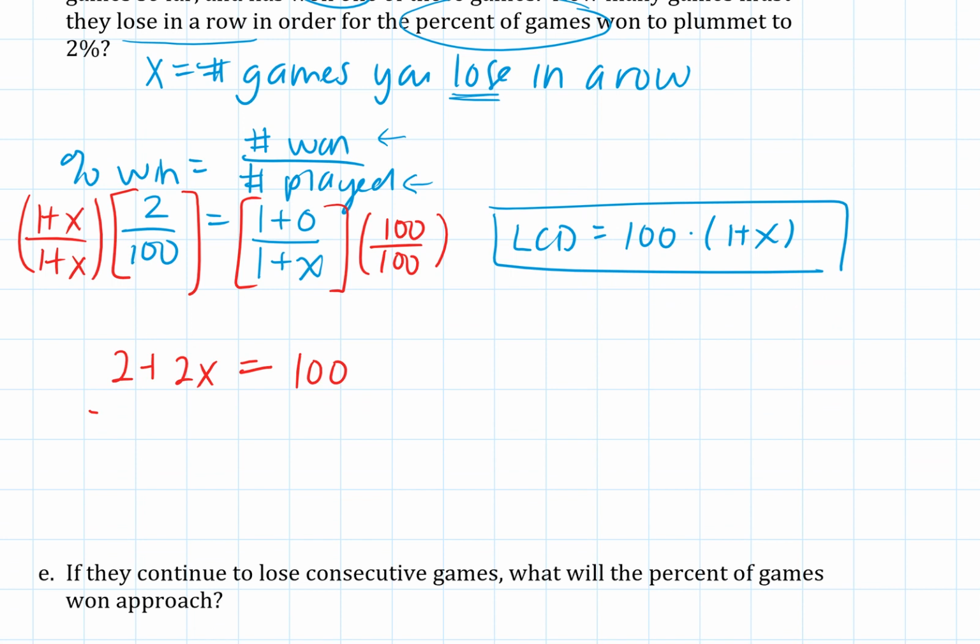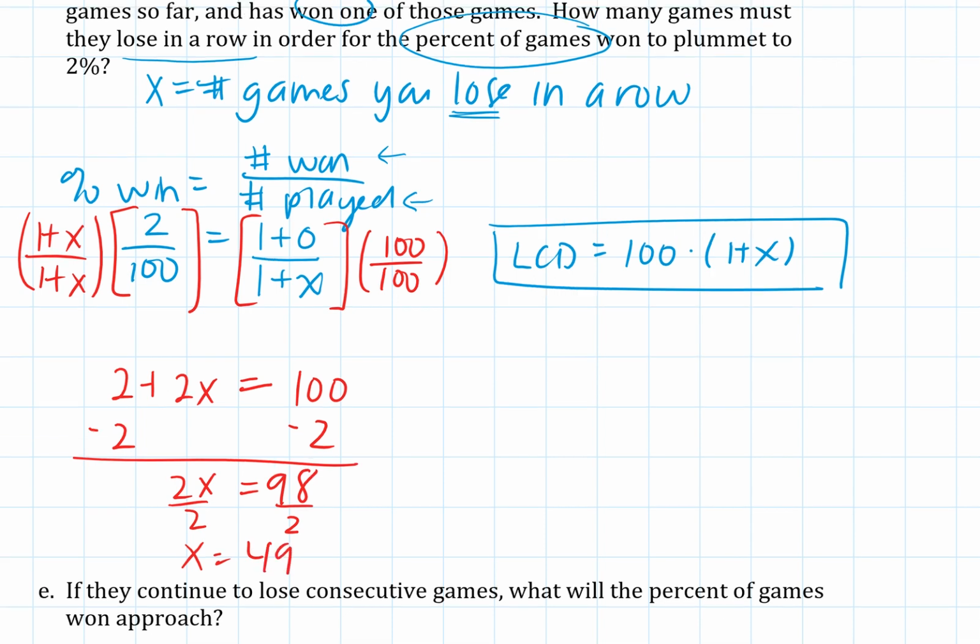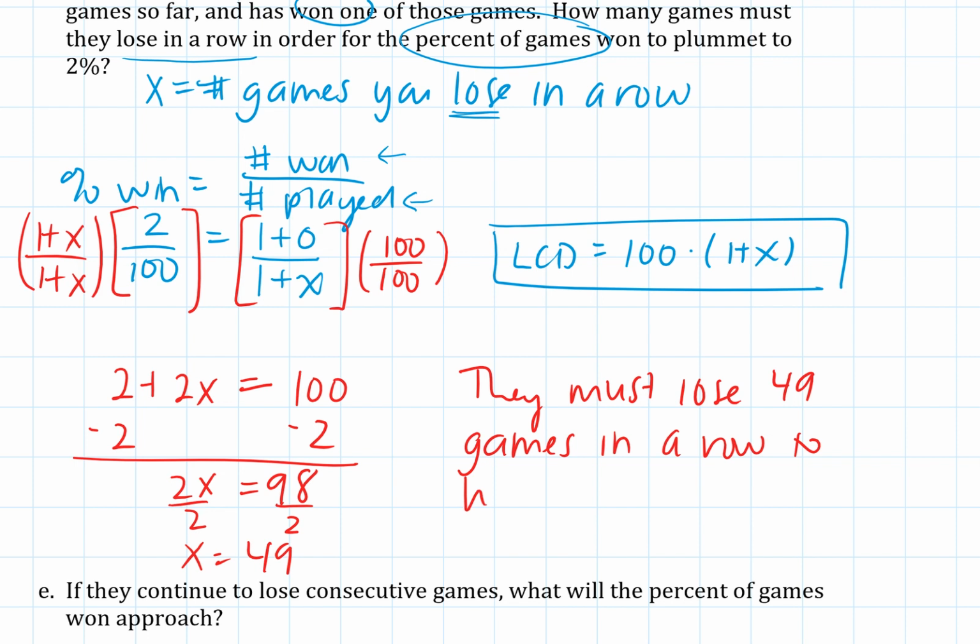Okay, this is a linear equation, so we can get x's on one side, everything else on the other, and x is 49. So they must lose 49 games in a row to have a winning average of 2%.